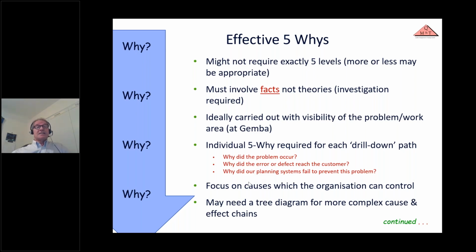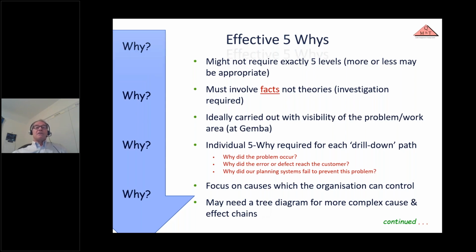It's important that the team focus on causes which the organisation can control. There may be factors that are beyond the control of the organisation, but the organisation should consider, how can we help ourselves? What can we do to help manage or improve the situation? It may be necessary to use a tree diagram for more complex cause and effect chains. Sometimes the why question can be answered with more than one answer. So this means that the 5 why branch out into a tree diagram.